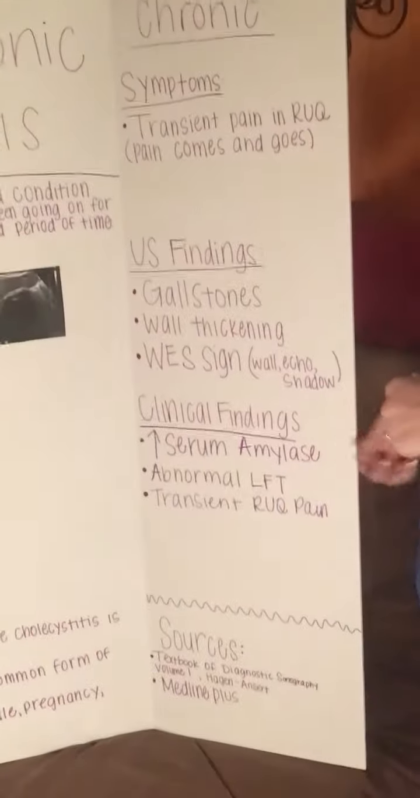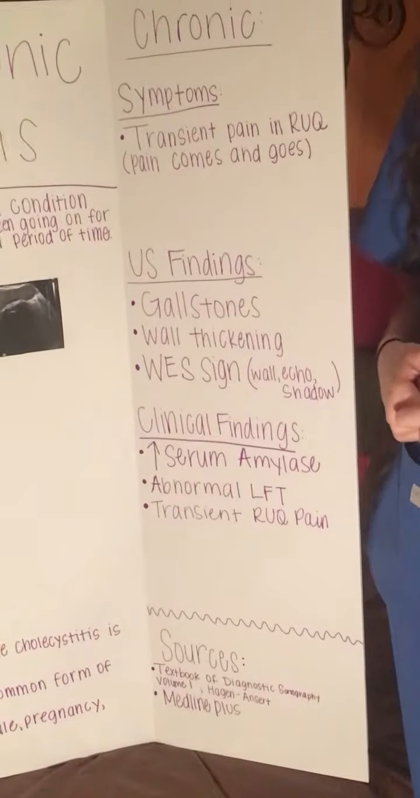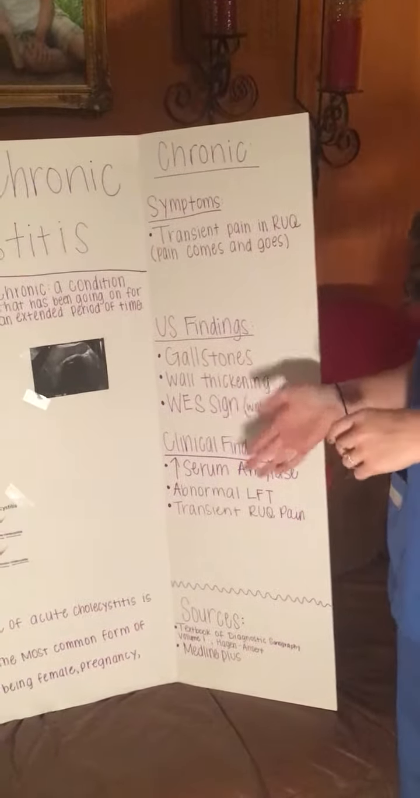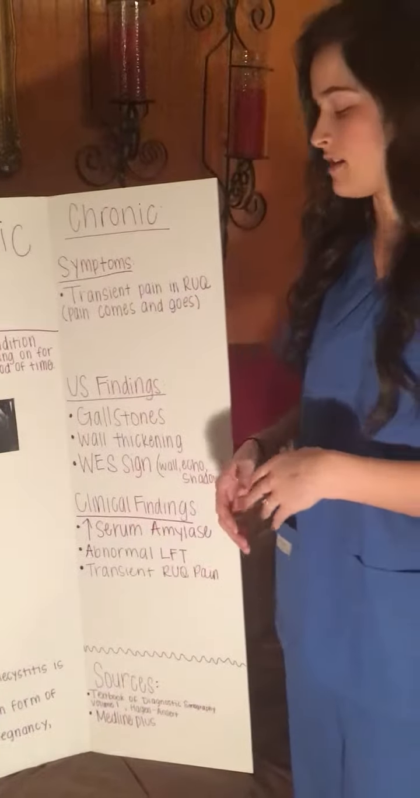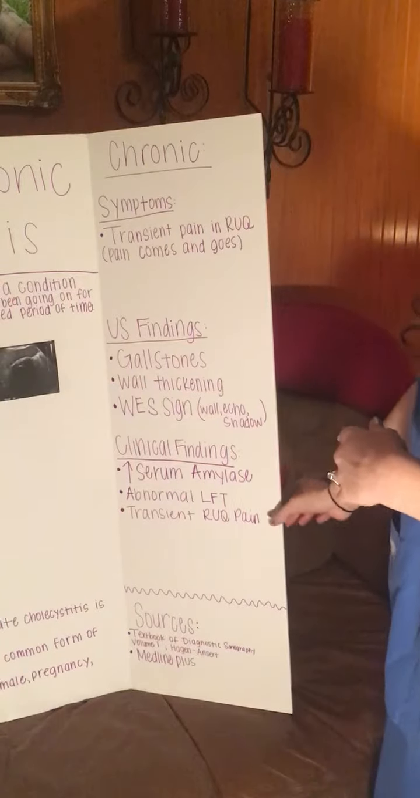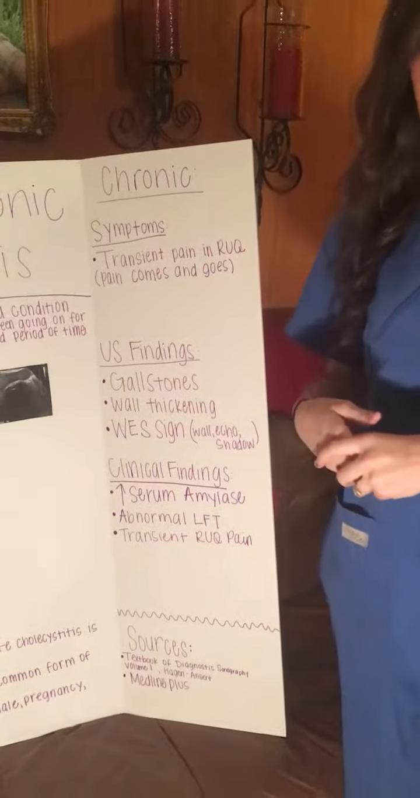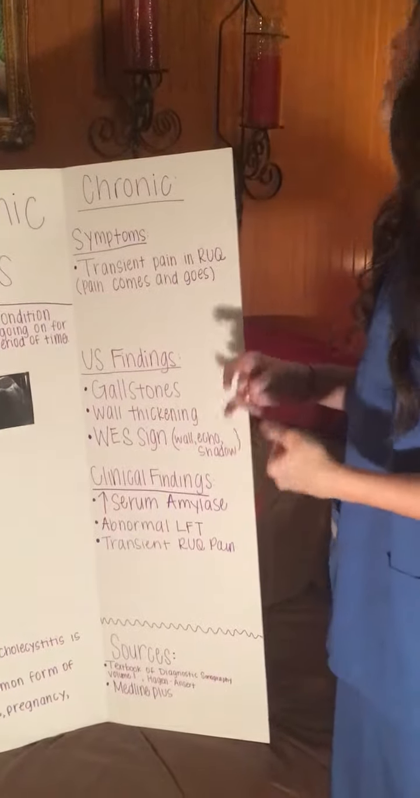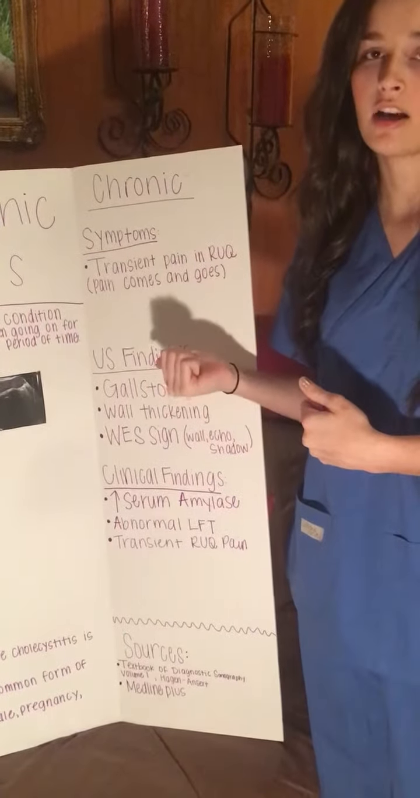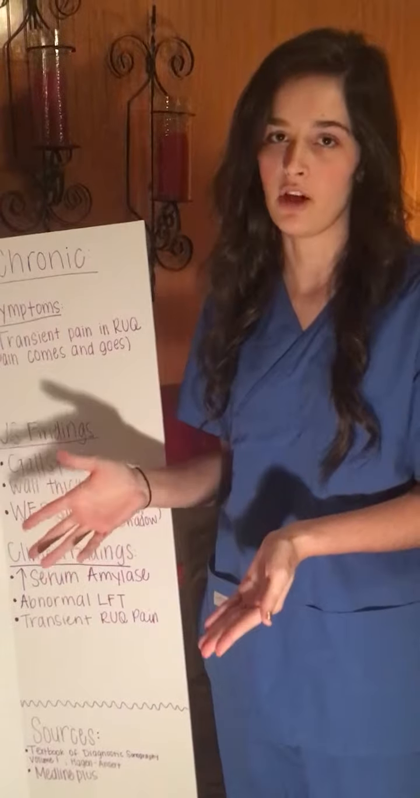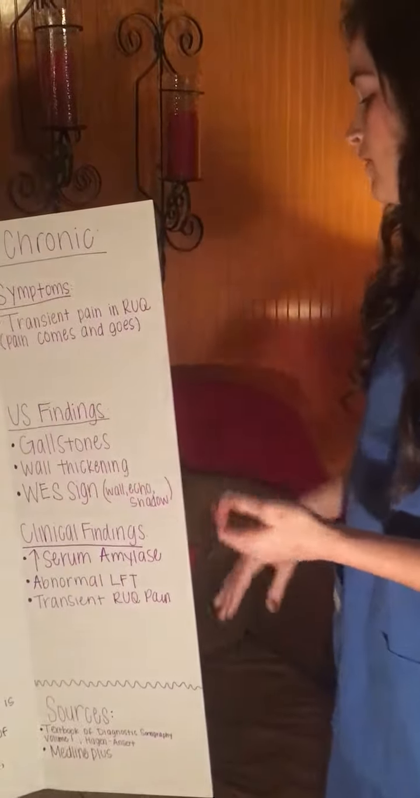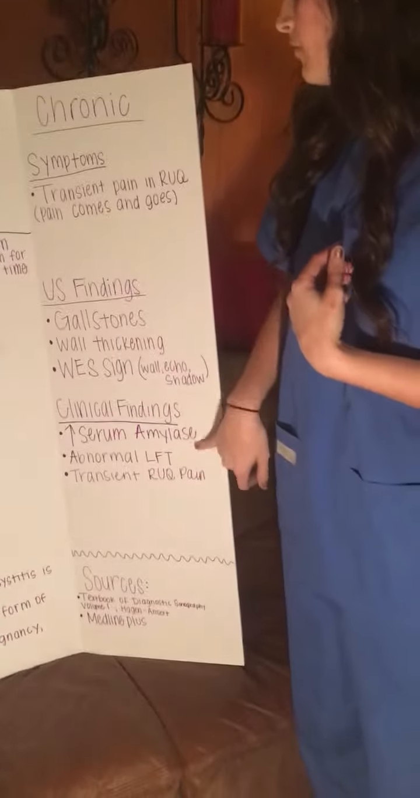Some clinical findings would be an increased serum amylase and an abnormal liver function test. That's the same thing as acute cholecystitis, but with chronic cholecystitis, there will also be transient right upper quadrant pain, which just means it comes and goes. There will not be a positive Murphy sign in chronic cholecystitis because it's been going on for so long and the pain just comes and goes.